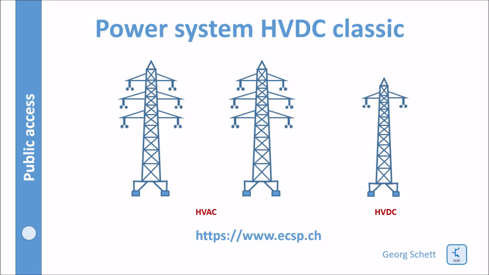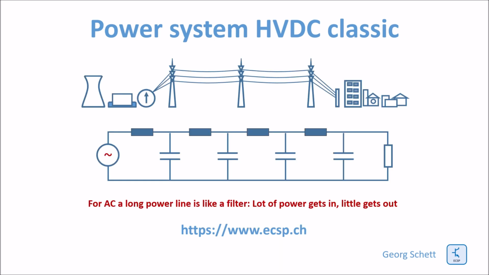Let's talk about the HVDC Classic. HVDC Classic is based on thyristor technology. AC transmission over long distances has a problem. The series line reactances block AC and the parallel line capacitance short circuit AC. The longer the line is, the stronger this effect will be.